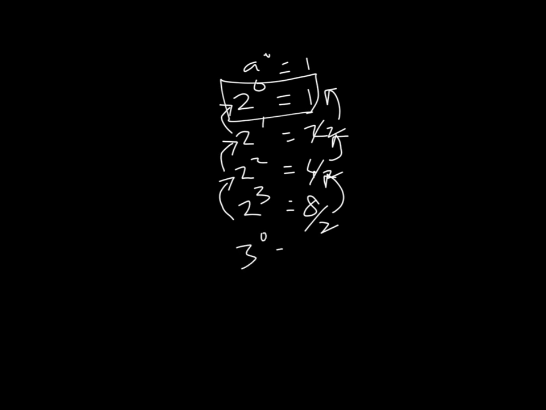That is 3 power 0 is 1. 4 power 0 is also 1. So whatever your base is, if your exponent is 0, your final answer will be 1. So 1 power 0 is also 1. That's it. Hope you understood.